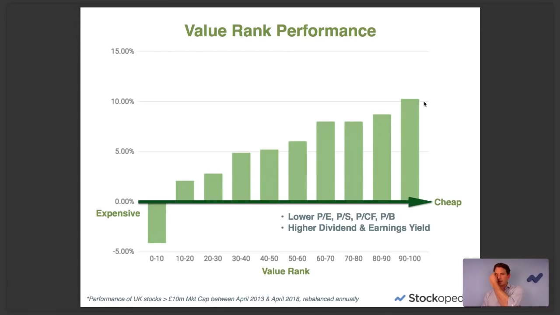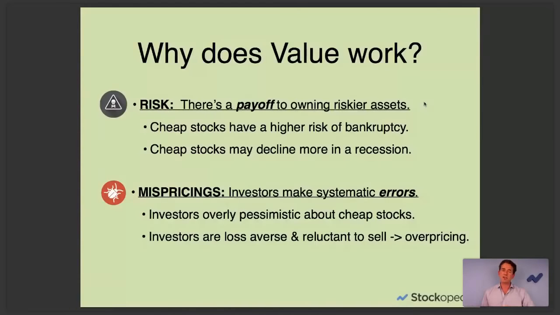Why does it work? Well, it's because of these 2 buckets, risk or mispricings. There's this payoff to owning riskier assets. Cheap stocks have a higher risk of bankruptcy. Cheap stocks may decline more in a recession. There may be those bad times you have to endure. And that's the reason why we're seeing this gradual rise towards cheaper stocks having higher returns.